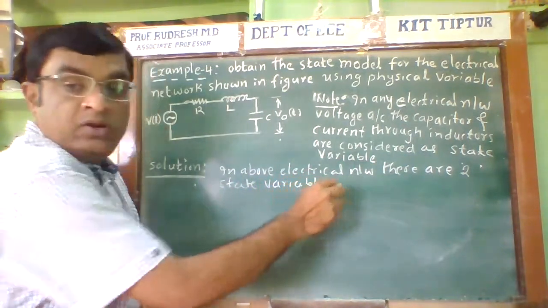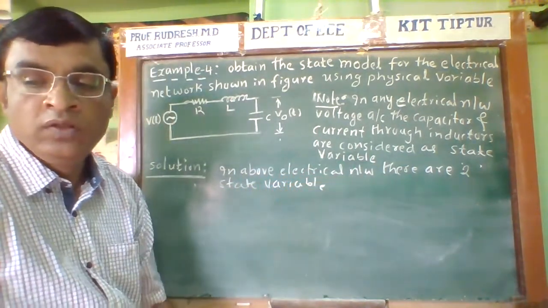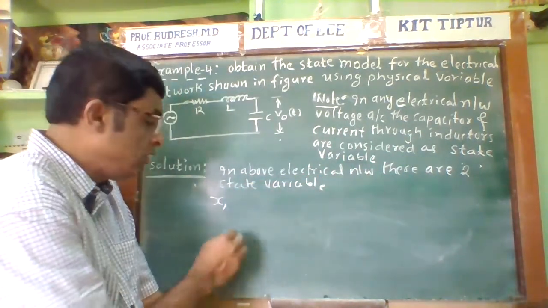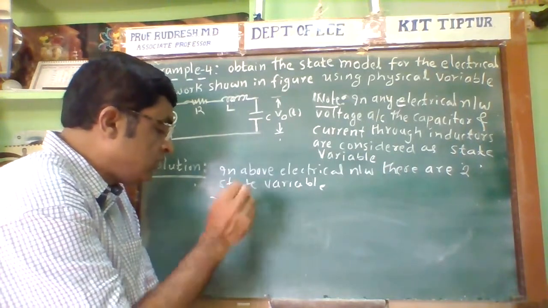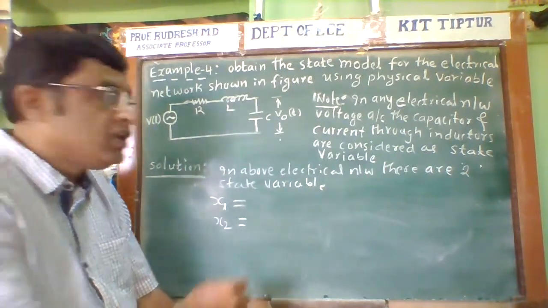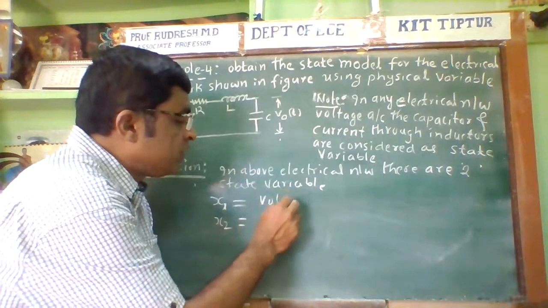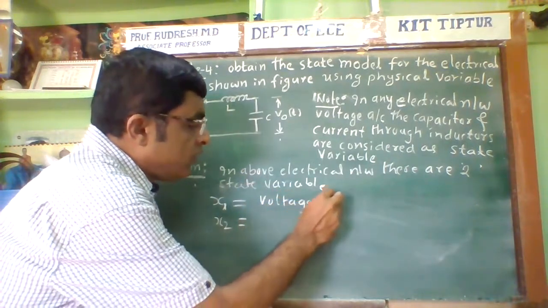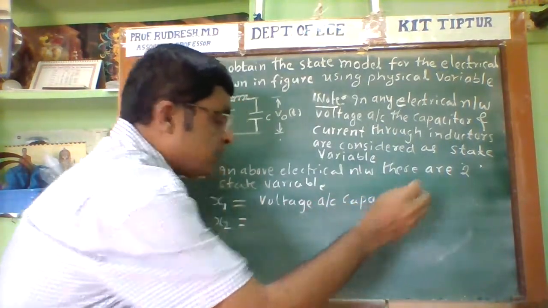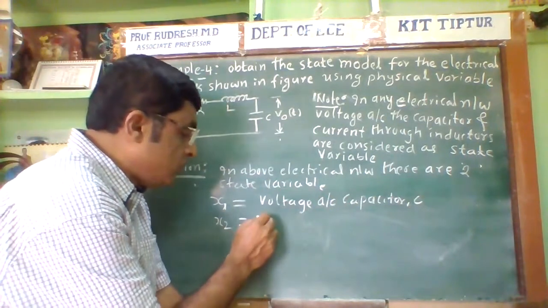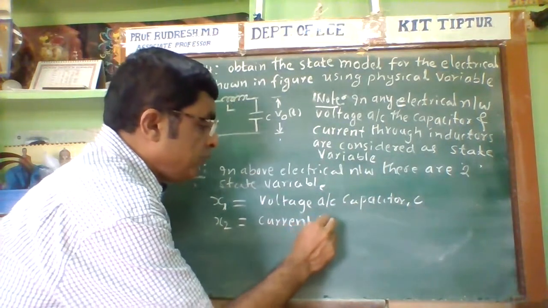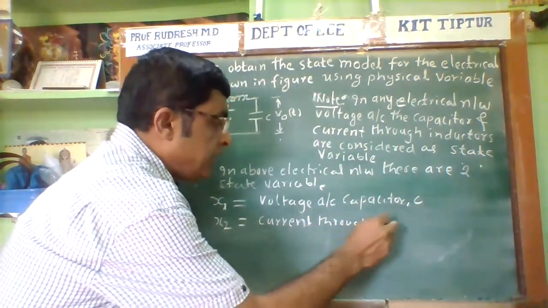We need to choose the state variables. Let x1 and x2 be the two state variables. x1 is the voltage across the capacitor C, and x2 is equal to the current through the inductor.